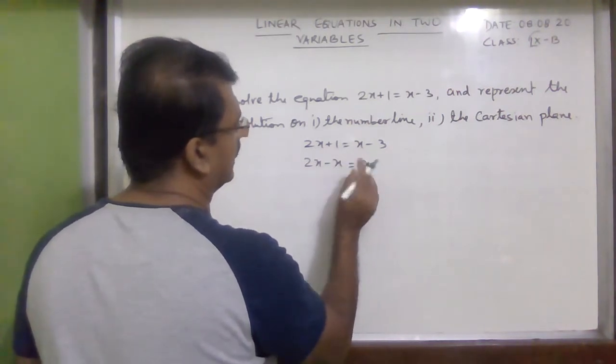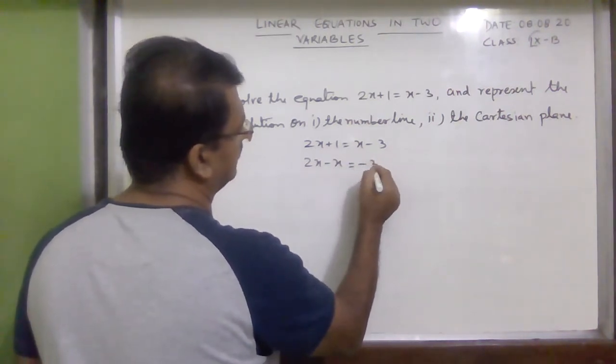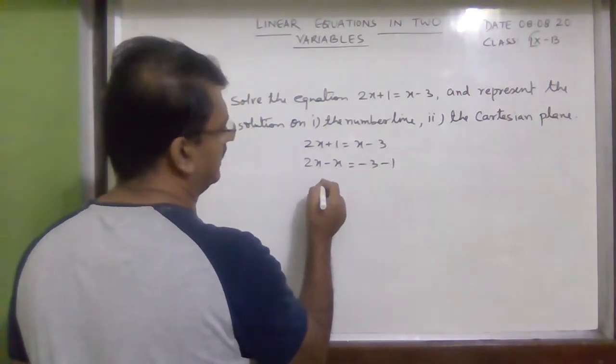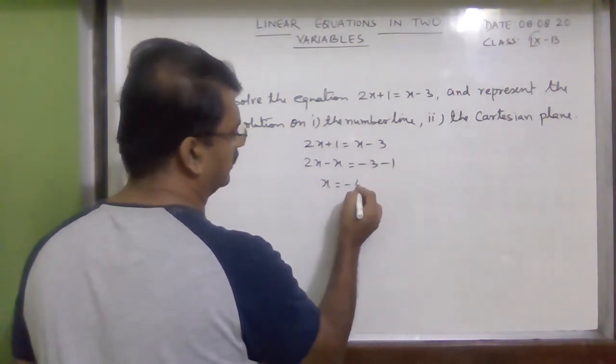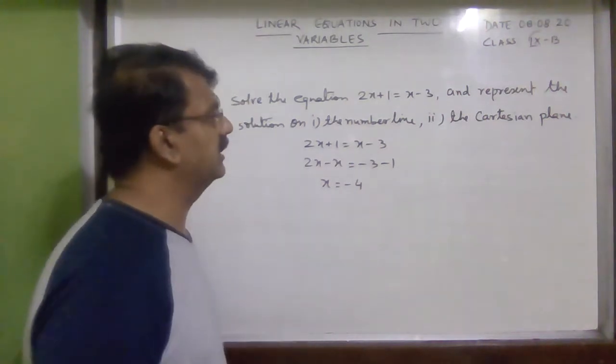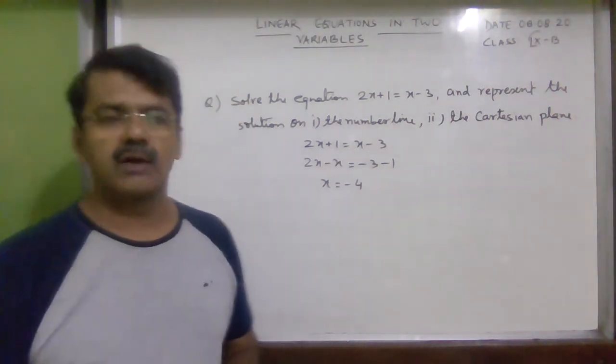x is equal to minus 3 minus 1. 2x minus x will be x only. Minus 3 minus 1 will be minus 4. So you have got that x is equal to minus 4.